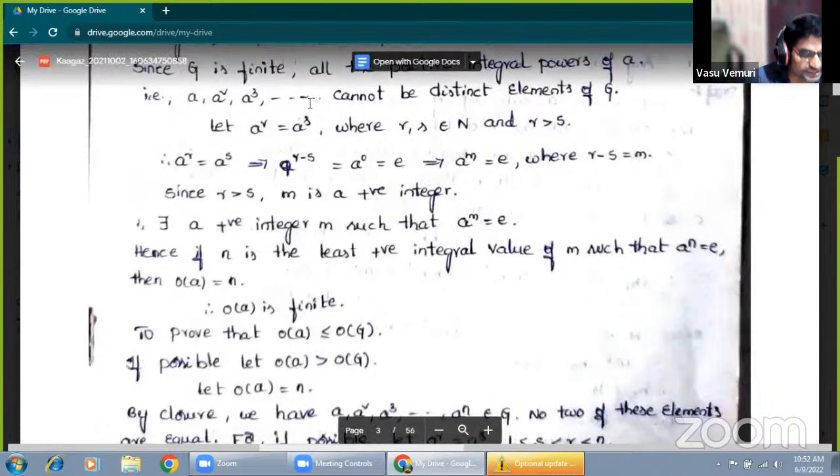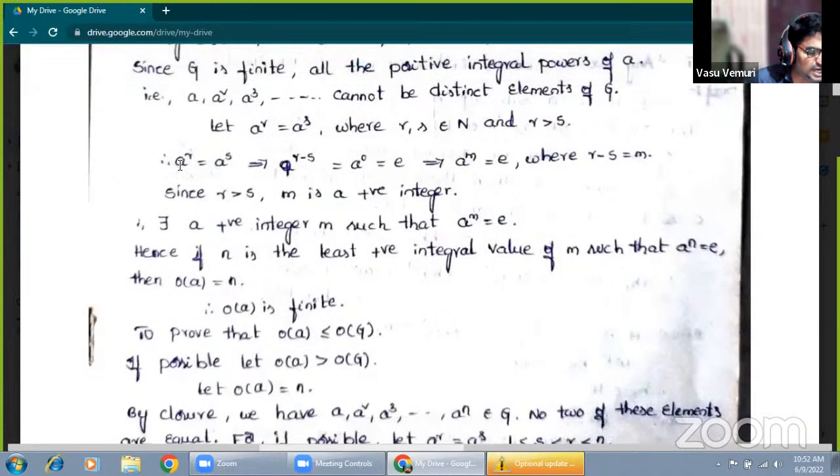Suppose we take the distinct elements, and A power R equals A power S. Now multiplying both sides by A power minus S, we get A power R into A power minus S equal to A power S into A power minus S. That is A power R minus S equal to A power S minus S, which is A power 0, and that value is the identity. So A power 0 equals identity.